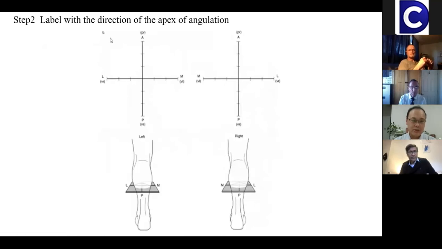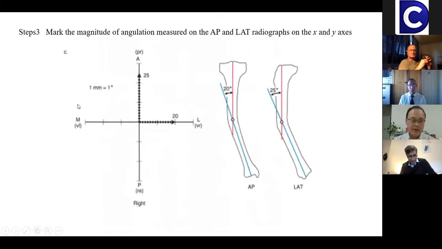Step 2, you can see here, the label. The label is very important. Left or right, we can decide the medial or lateral side, similar to ourselves. And then mark the magnitude of angulation. From the AP view and the lateral view, we can mark the degree on the axis like this. In the lateral view, anterior and posterior, so mark the number here.